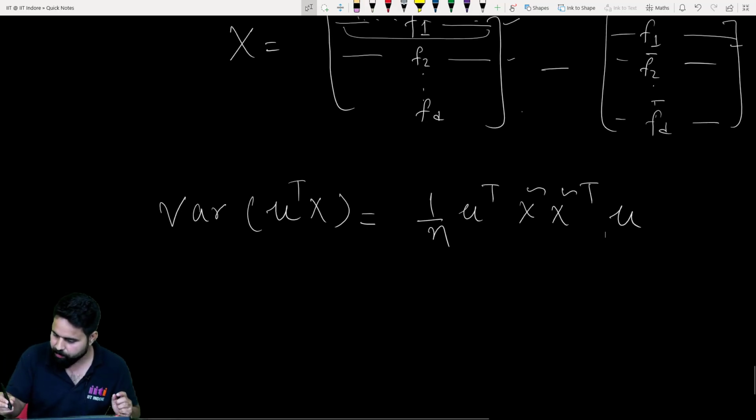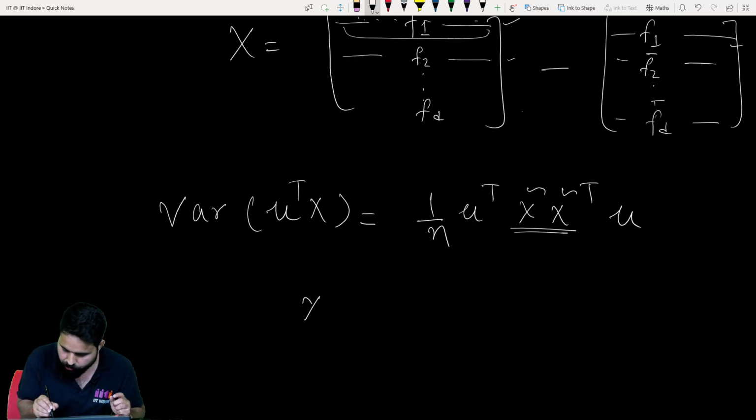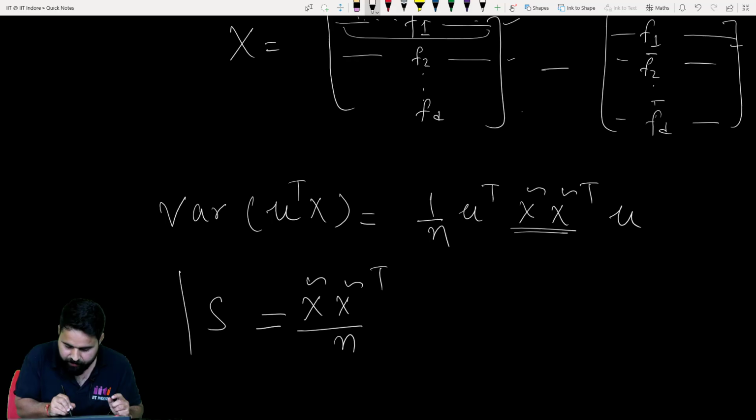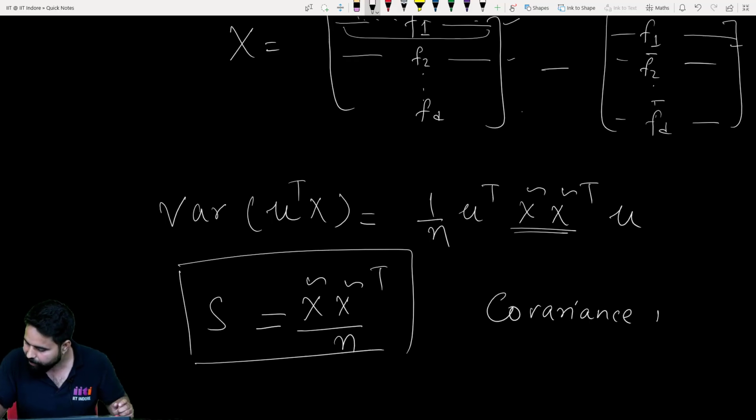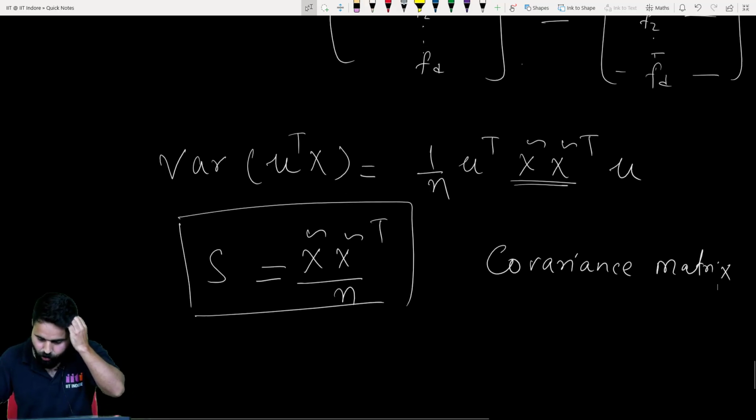Now I will denote this matrix. So this matrix, and of course I will take this n below this. So let me denote this matrix x tilde bar divided by n by S. This is your famous covariance matrix. It will tell us the covariance between different features. Okay, very good. So this is the covariance matrix.